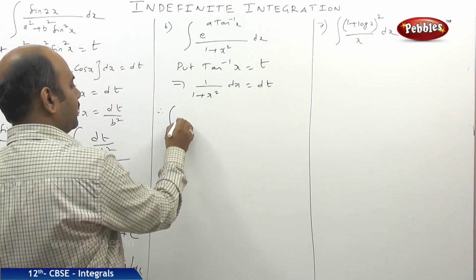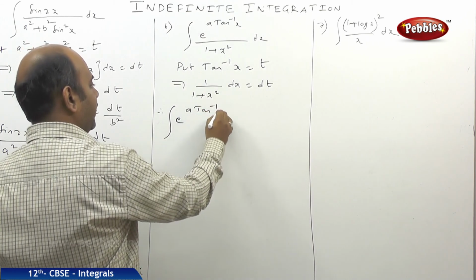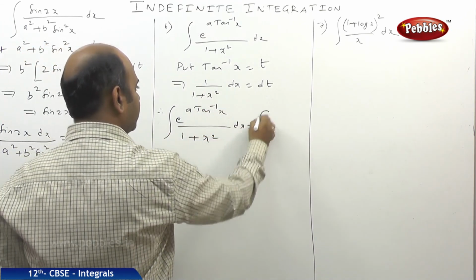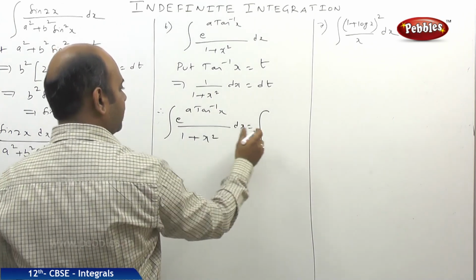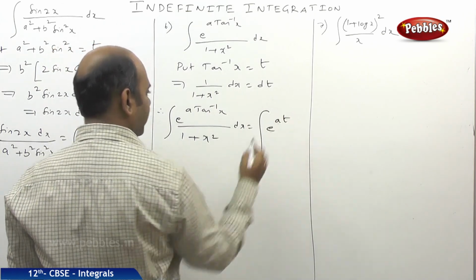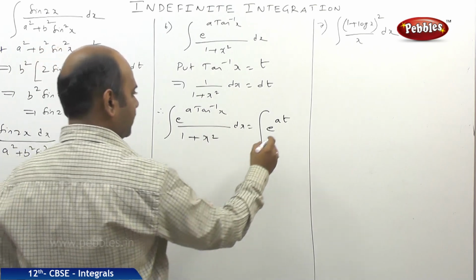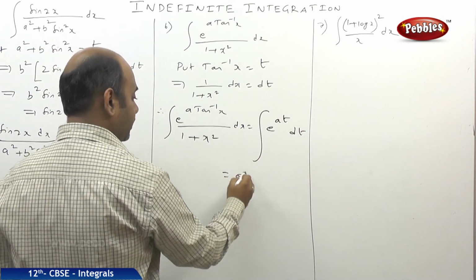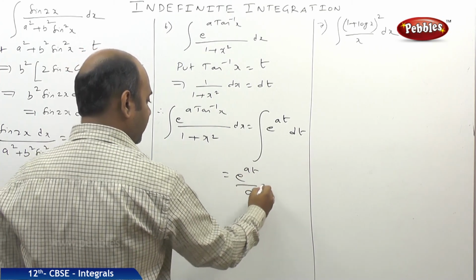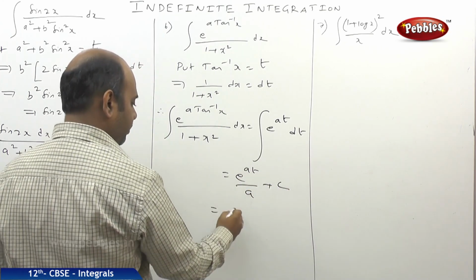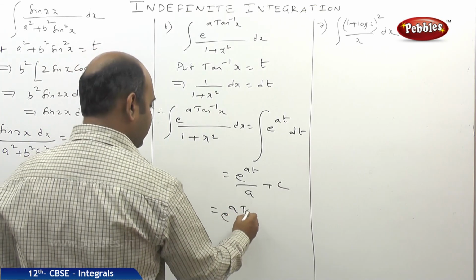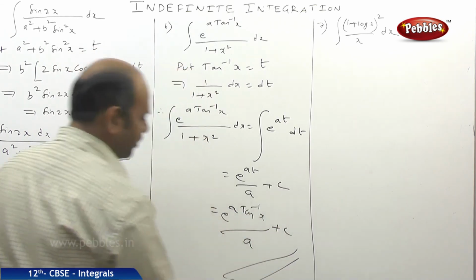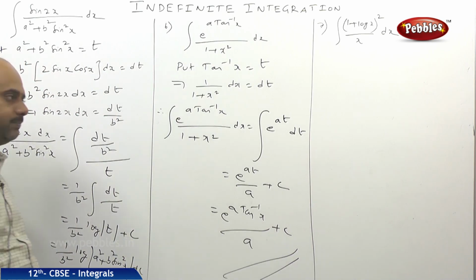Therefore the integral of e power a tan inverse x divided by 1 plus x square dx: substituting t in place of tan inverse x, we get e power at, and dx by 1 plus x square becomes dt. So the integral of e power at dt is e power at by a plus c. So e power a into, in place of t we write tan inverse x, by a plus c. I think you are clear with this problem.